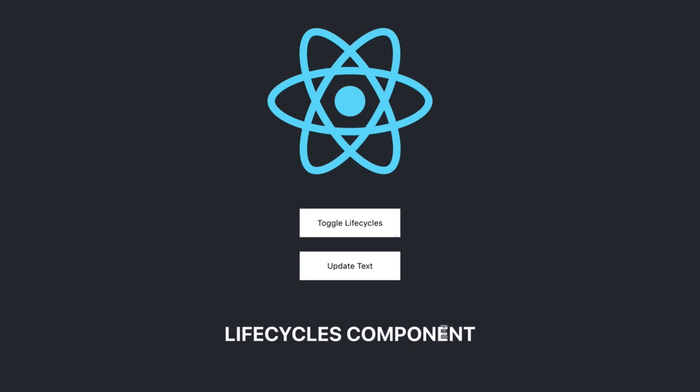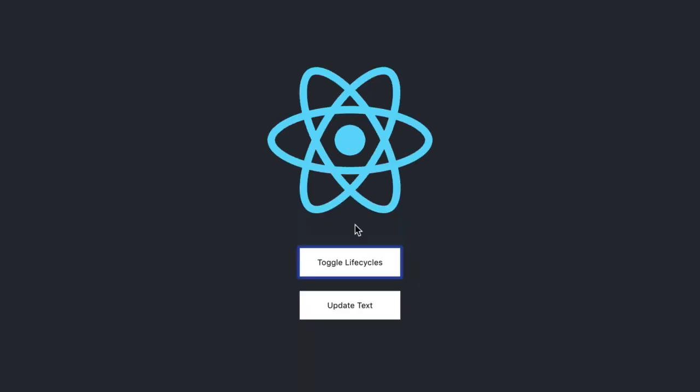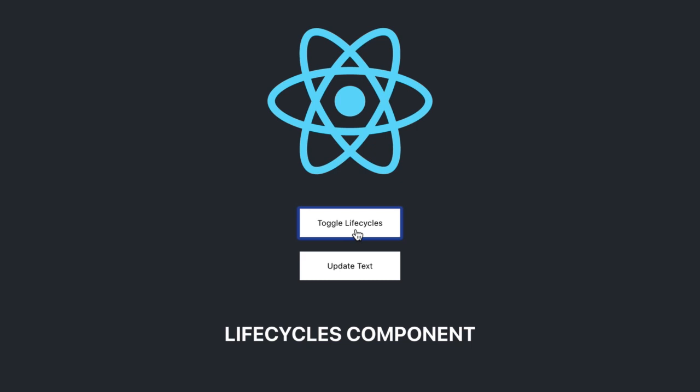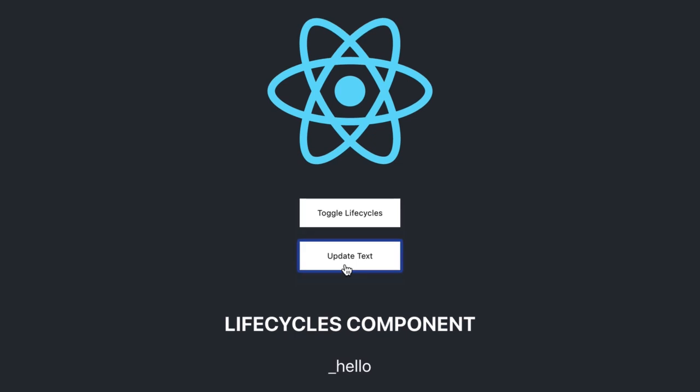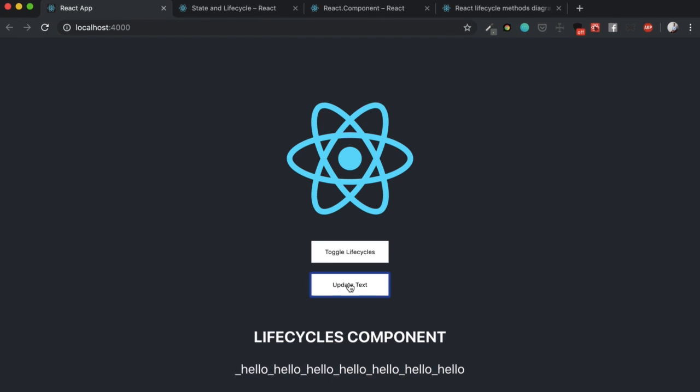Now, I know this lifecycle component just looks like a bit of text right now, but I just put it here so that you can see whether or not it's there. What I mean by that is whenever you click this toggle lifecycles button, you'll see that that component disappears, right? I'm pulling it off the DOM based on whether or not you've clicked or toggled the lifecycles button. And then the update text button, whenever you click, will just put this underscore hello. And the more you click it, the more underscore hellos get appended to that text. Now, let me show you what the code looks like.